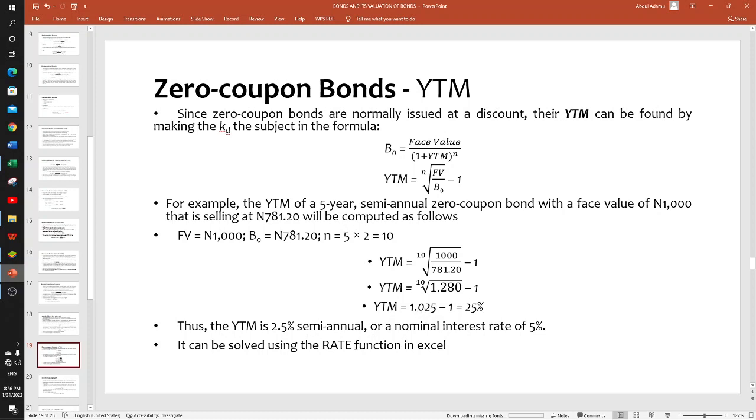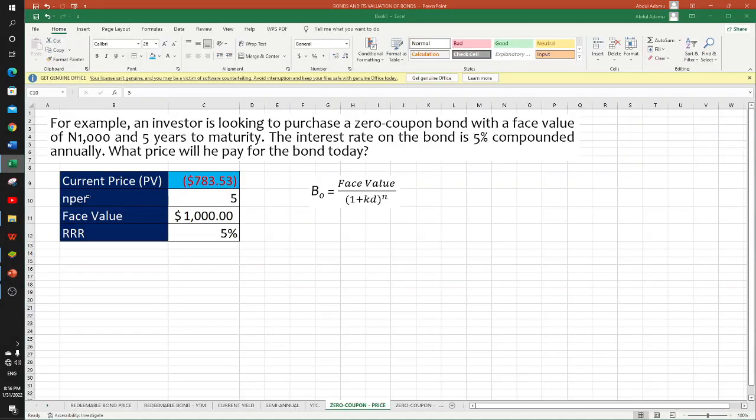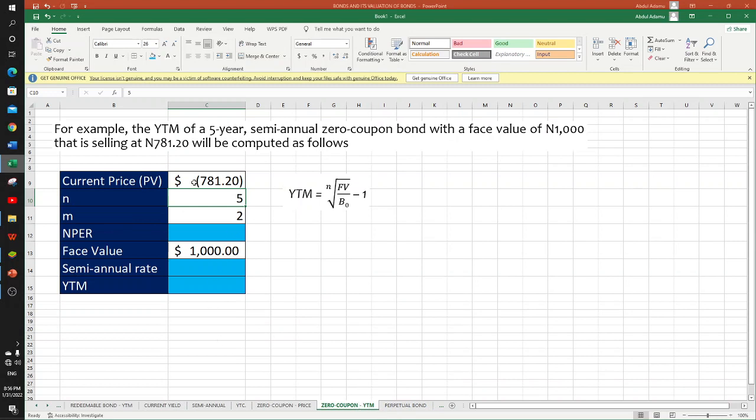The rate function in Excel can also be used. Let's go back there and see the zero coupon bond yield to maturity. You can see this is the price here. Then the period is semi-annual, that is why we have 2 here. That means the period is equal to 2 times 5. Enter. We have 10. Now if we use the rate function, we have rate.